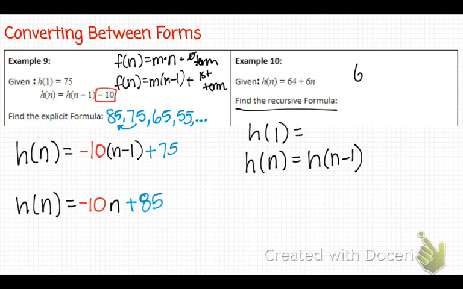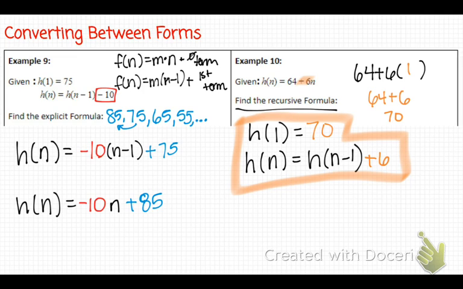So I have 64 plus 6 times what gets plugged in? 1. So 64 plus, what's 6 times 1? 6. So what's 64 plus 6? 70. So what's my first term? 70. Okay, awesome. And what is my pattern rule? It is a plus 6. So that's going to be my final answer, okay? Does that make sense? Do you have questions right now? Do you have a question, Josh?